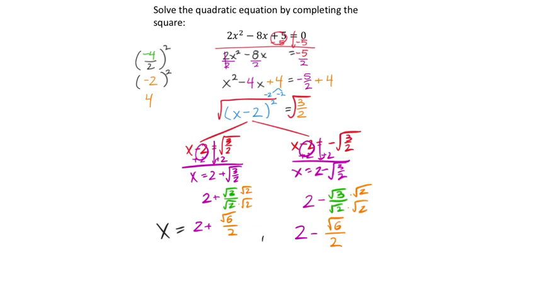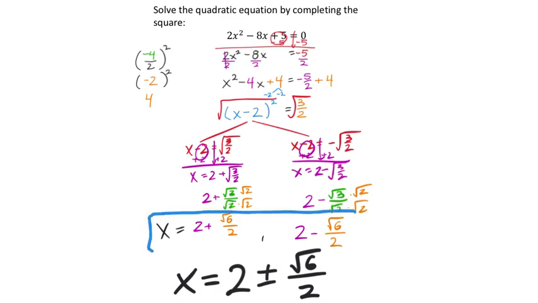Just so you understand, usually if you're writing this by hand, if you get deep enough into the math, they'll just write it like this: 2 plus or minus the square root of 6 over 2. It's showing both answers just in a different way, but I'm going to keep the way that we had it there.